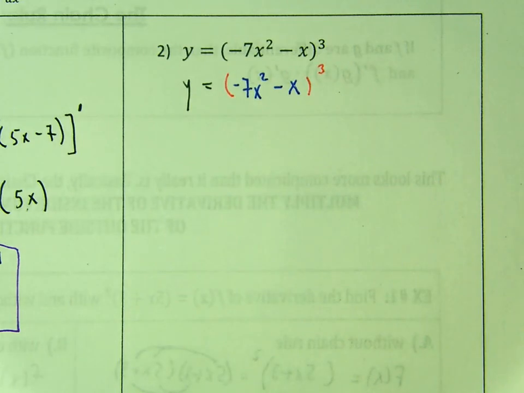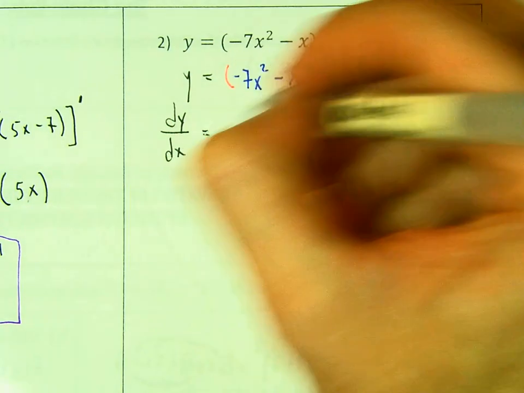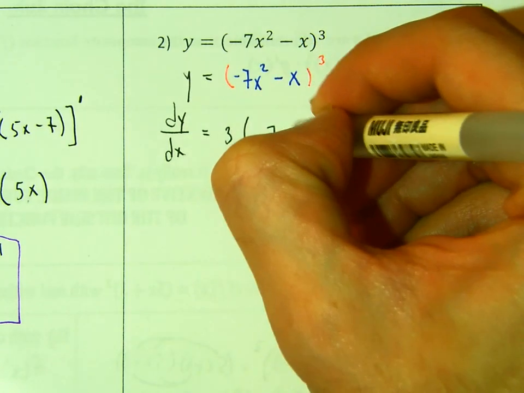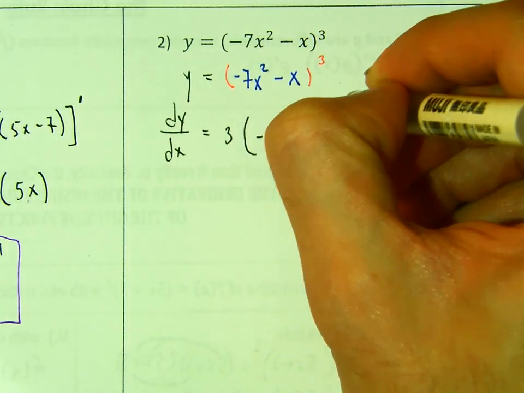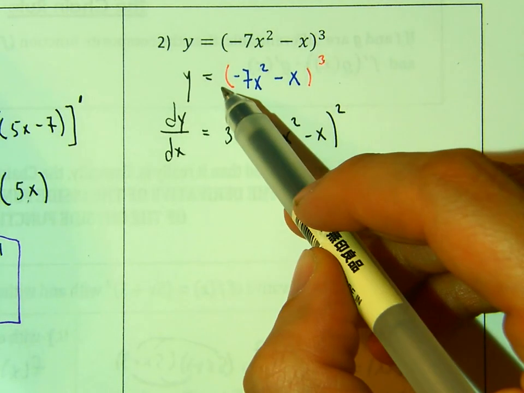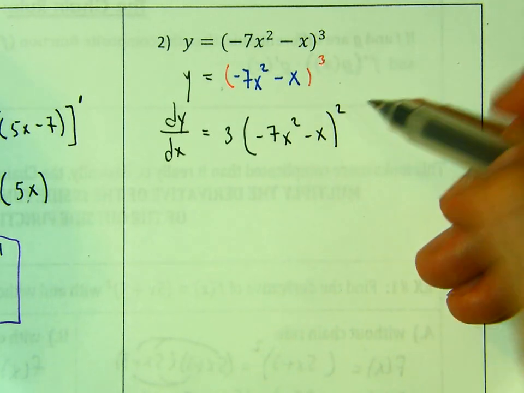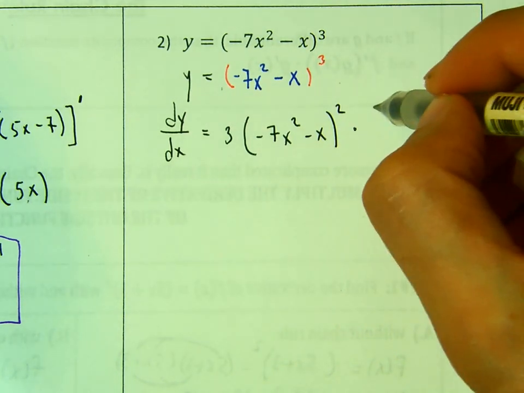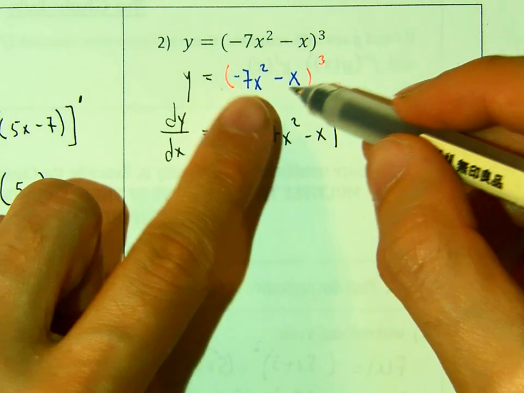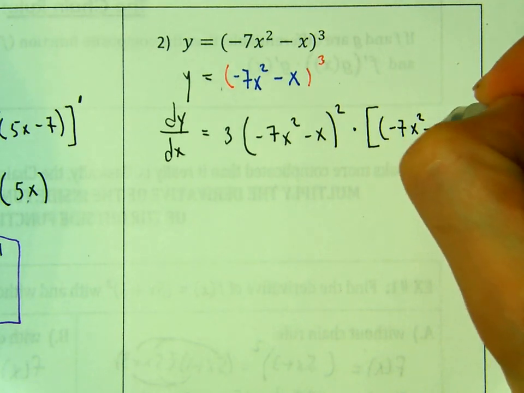Okay. So here, to find dy dx, we first take the derivative of the outside, so it becomes 3 times negative 7x squared minus x, the whole thing squared, right? Because here we're going 3 times that 1 over here, and then this we don't touch yet, and then you're doing that 3 minus 1 from the power rule. This is the derivative of the outside, now we take the derivative of the inside. So let's just set it up, let's just write it out, okay?